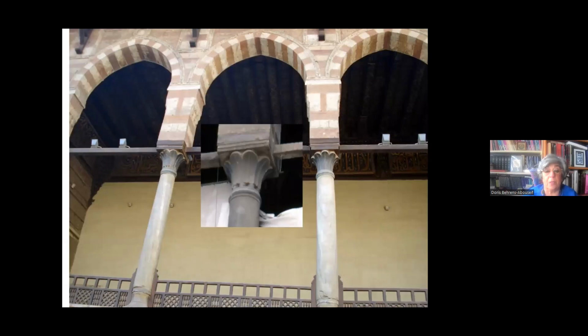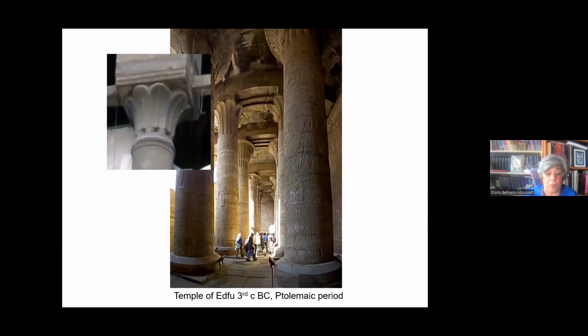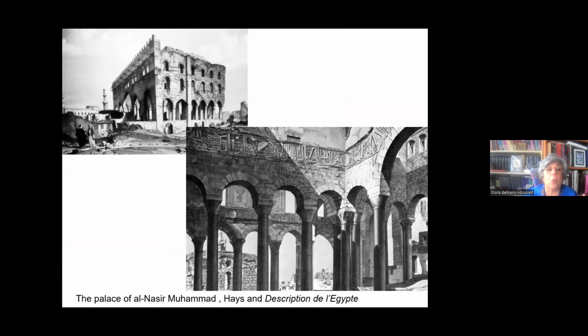You can see this close look, and they look very much like the capitals of Edfu. Perhaps there are other models, I don't know. Such columns had been used by Sultan al-Nasir Muhammad more than a century earlier for his palace, which no longer exists.